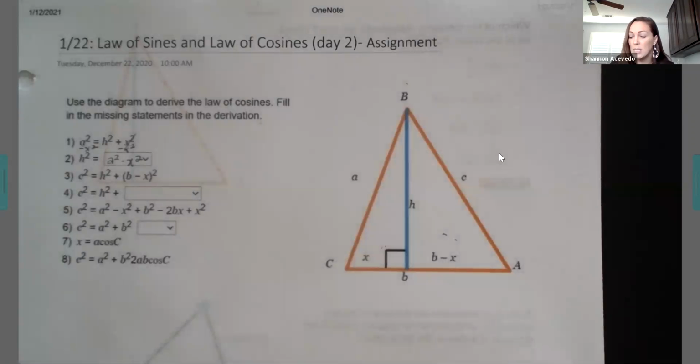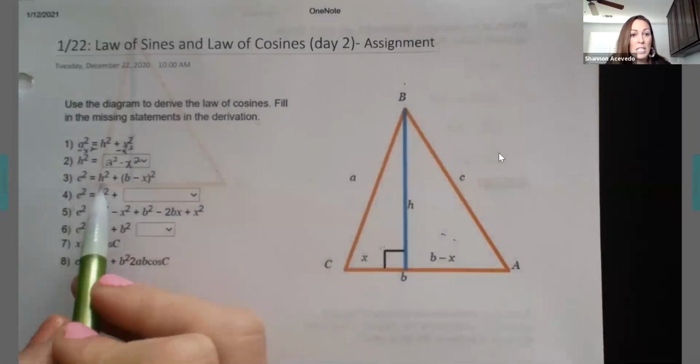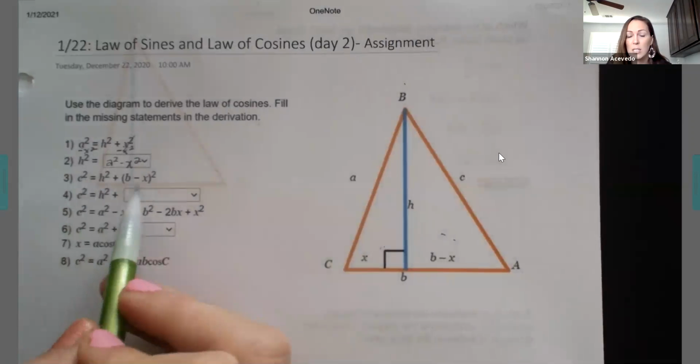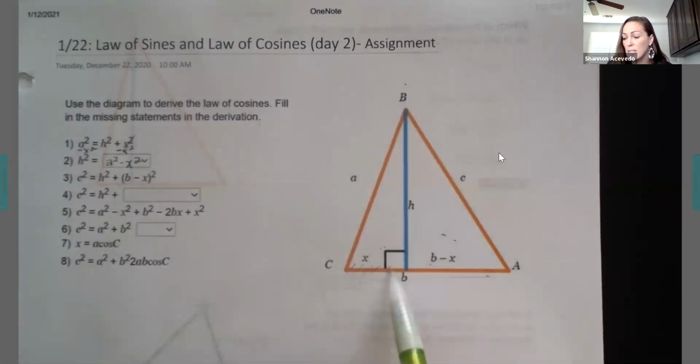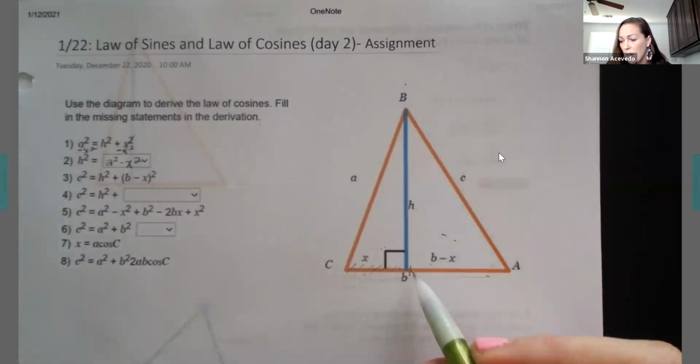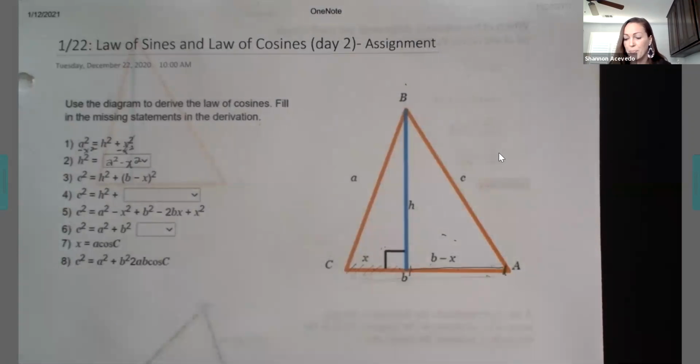My next step then says that c squared is equal to h squared plus b minus x squared. Well, there's this piece right here. Where did this b minus x come from? Well, if this whole thing is b and this piece here is x, then this would be our entire piece minus this little piece that we have of x. So that's where that b minus x came from. So b minus x is talking about this piece right here.